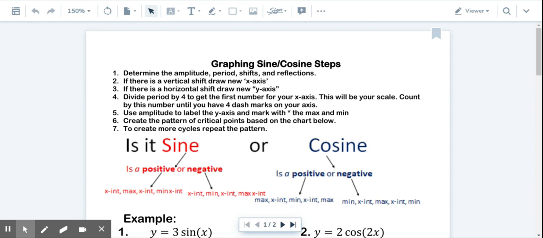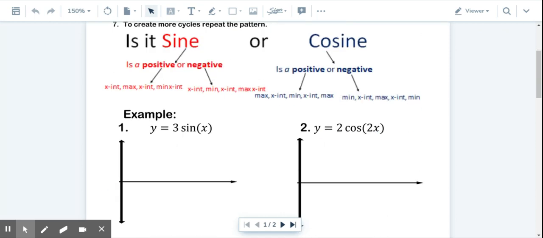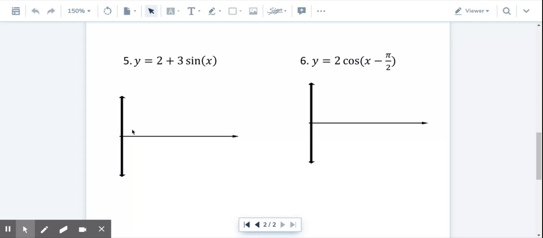So in this video, we're going to be graphing functions that do include shifts. So we are going to be doing steps 2 and 3 in this progression. So we're going to start with this example. Y equals 2 plus 3 sine x.